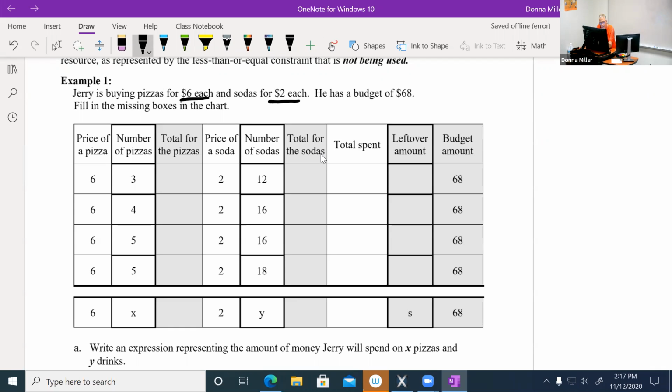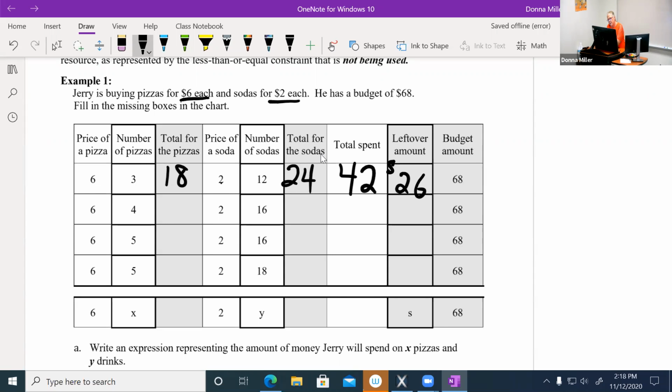So if a pizza is $6 and I buy 3 pizzas, that means I'm going to spend $18. If soda's $2 and I buy 12 of them, I'm going to spend 24, right? So if I add those together, that's the total amount of money I spend. 18 plus 24 is $42. So I haven't spent all of my money. I have leftovers. That's my slack variable. So 68 minus 42 is 26. So I've got $26 left over.